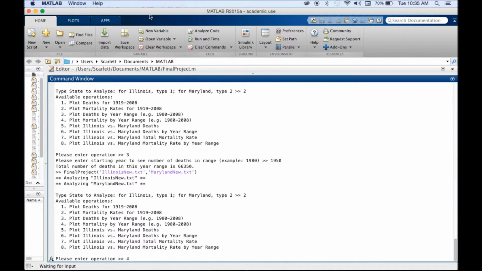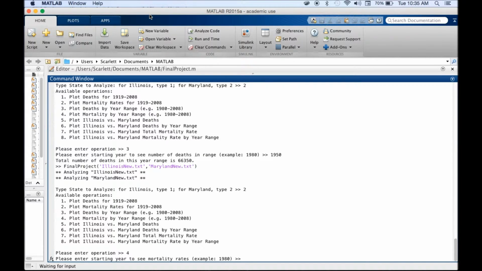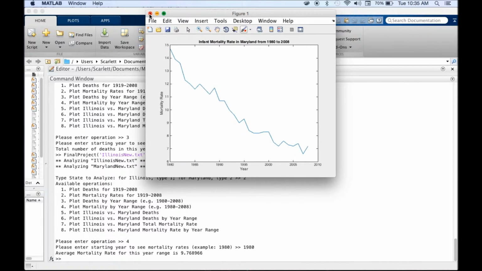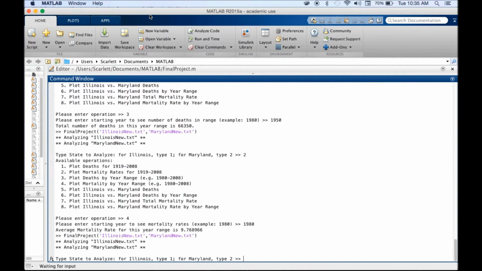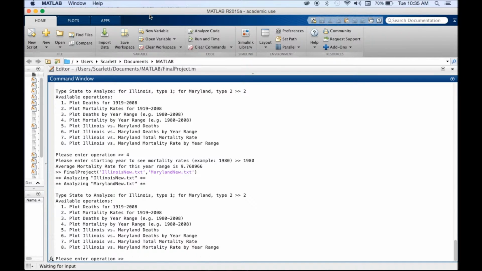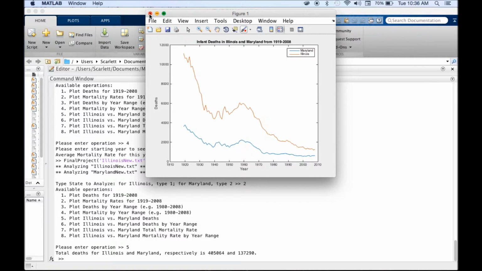And then we'll try operation 4, which is the plot mortality by year range, and we'll try 1980 this time. And it'll give you the computed average for mortality rate and the graph. And then the next operation 5, which is plot Illinois versus Maryland deaths, which is the same graph as before. And it shows both the Illinois and Maryland.